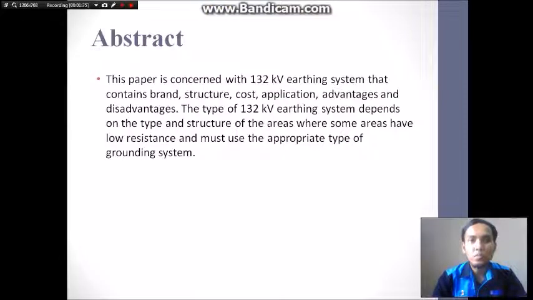The first one is the abstract. This paper is concerned with the 132 kV earthing system, covering brand, structure, cost, application, advantages and disadvantages. The type of 132 kV earth system depends on the type and structure of the area, where some areas have low resistance and must use the appropriate type of grounding system.